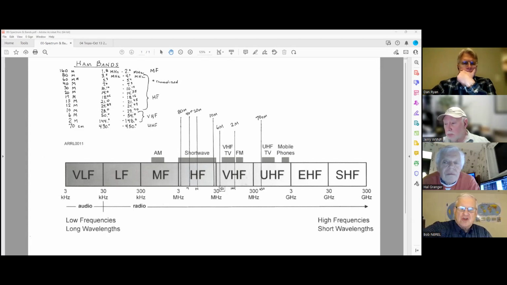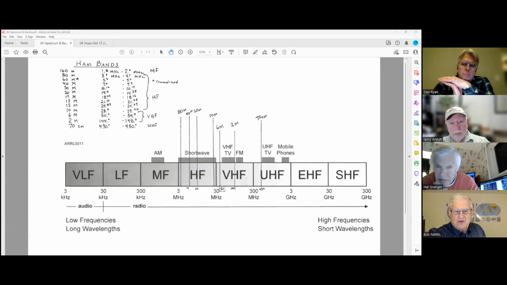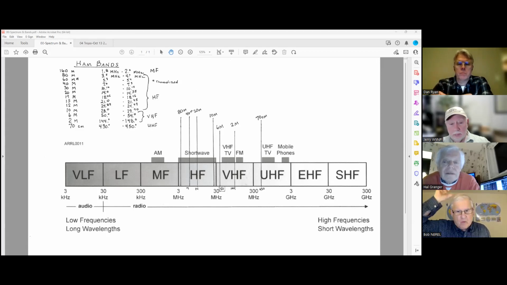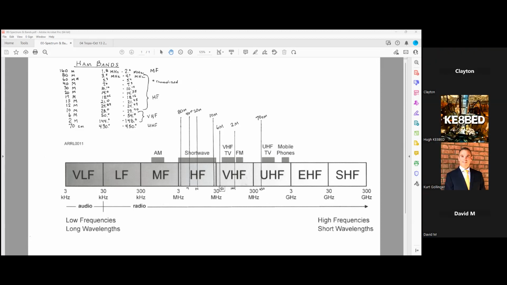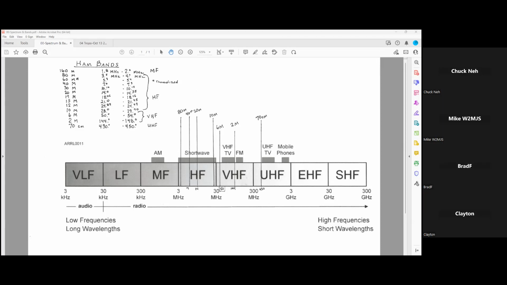And remember, as you increase in frequency, the wavelength gets shorter. So you're down near 3 megahertz, and that's an 80 meter wavelength. But you get up to the VHF band, up to 144 megahertz, and that's the 2-meter band. And 2 meters is about 6 feet 5 inches, 6 feet 6 inches. So there's a big difference between 80 meters and 2 meters.